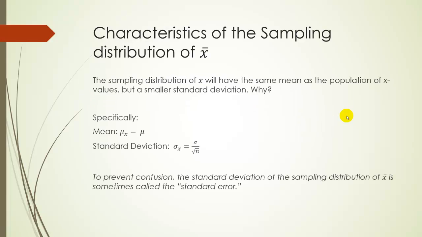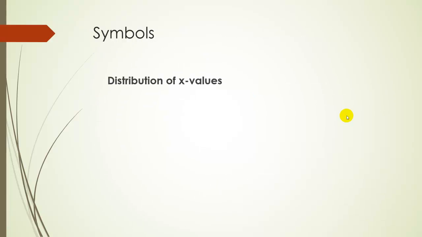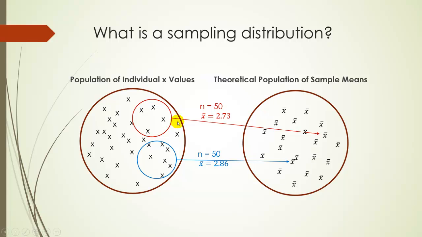Okay, so some characteristics of the sampling distribution. The sampling distribution will have the same mean and the same population as the x values, but a smaller standard deviation. Well, let's talk about why for a moment. So going back, looking at what's going on with our sampling distribution.